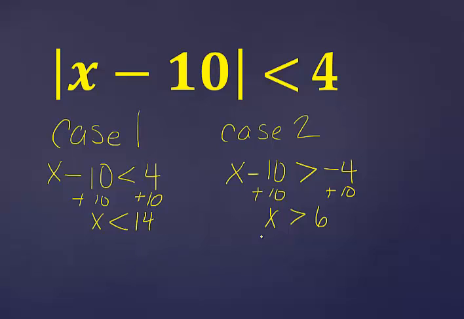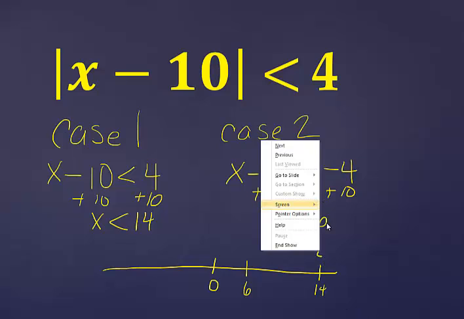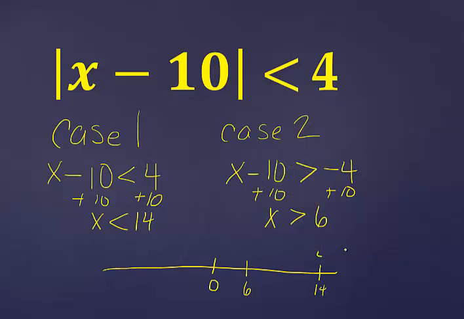So if you take this answer and think about it on a number line, and I'm just going to make a little haphazard one here to help you guys see, we have 6 as one of our boundaries because it has to be bigger than 6, and 14 is our other boundary because it's got to be less than. Now when I graph this one, I'm going to use an open circle. 14 is not included in the answer. So 14 is an open circle right there.